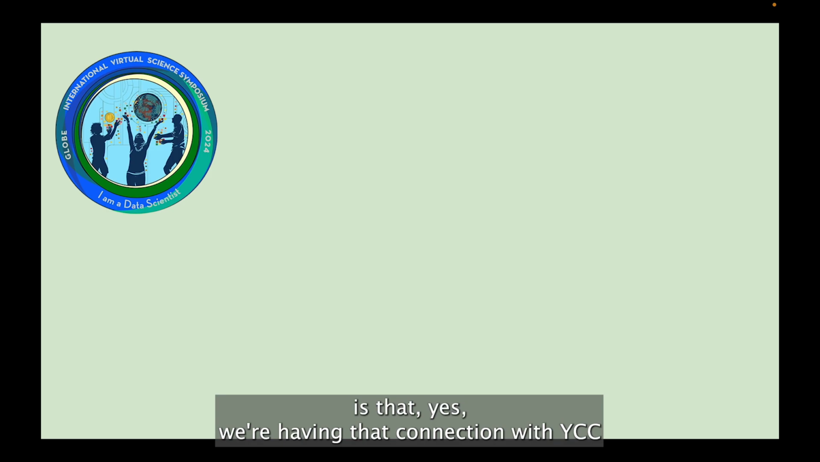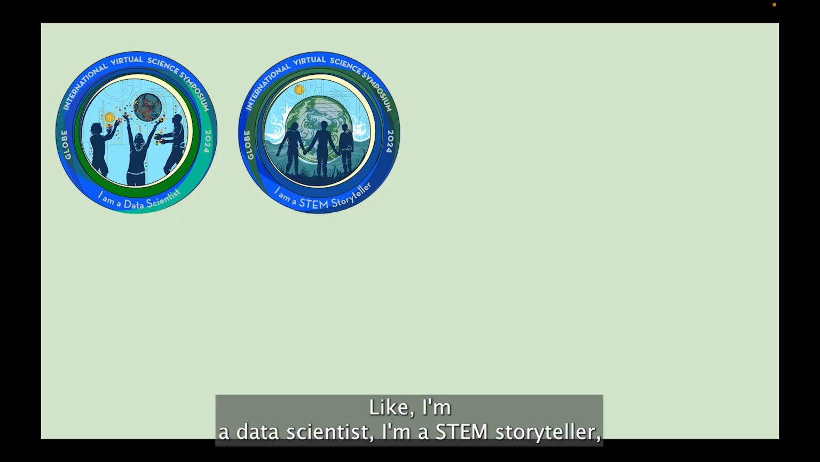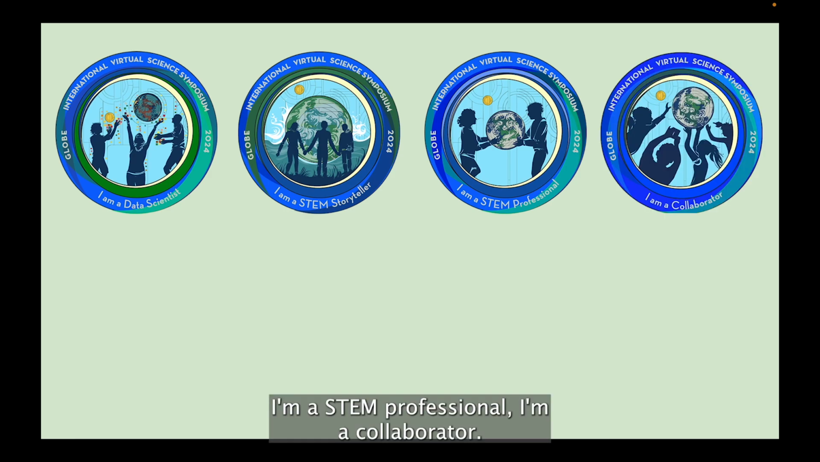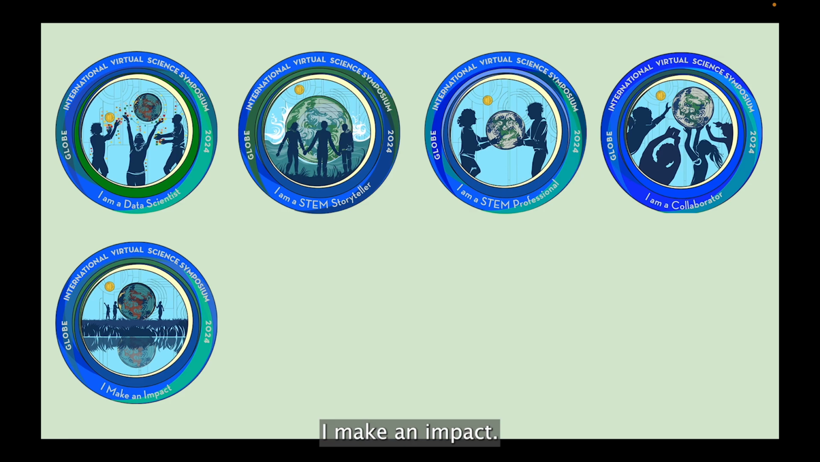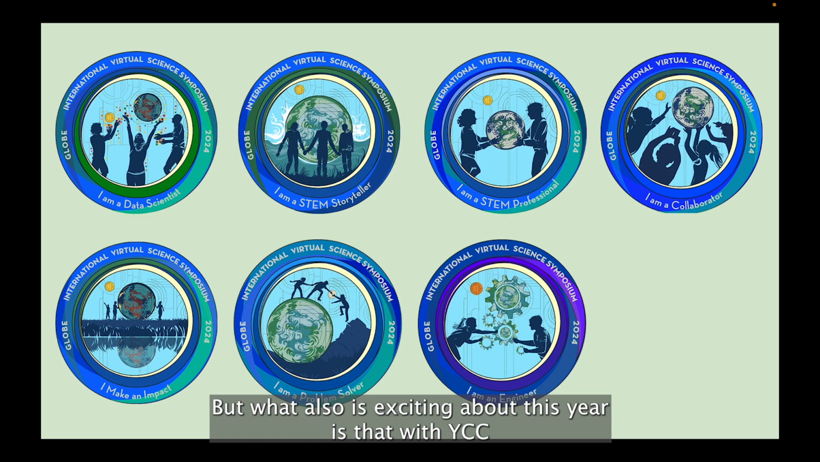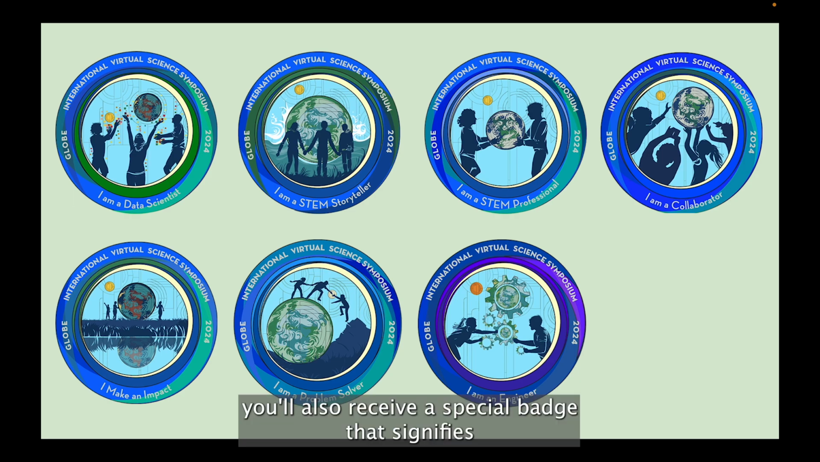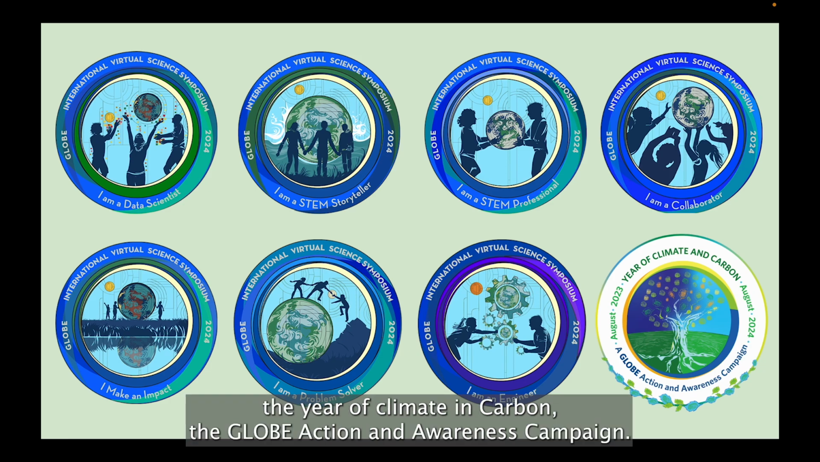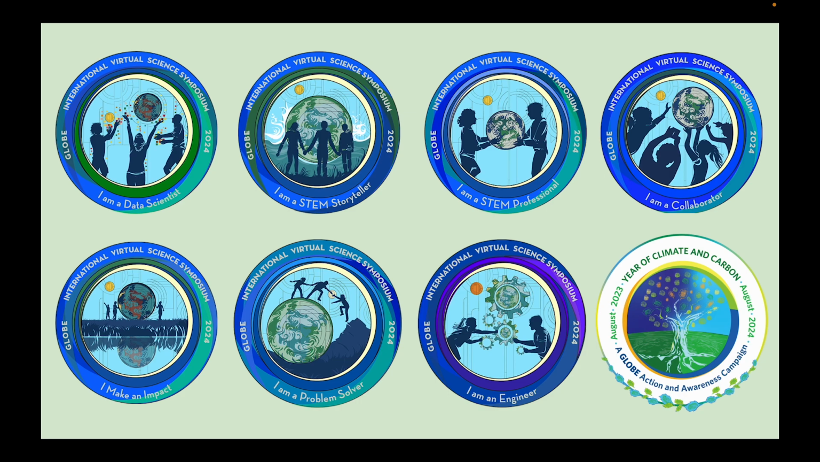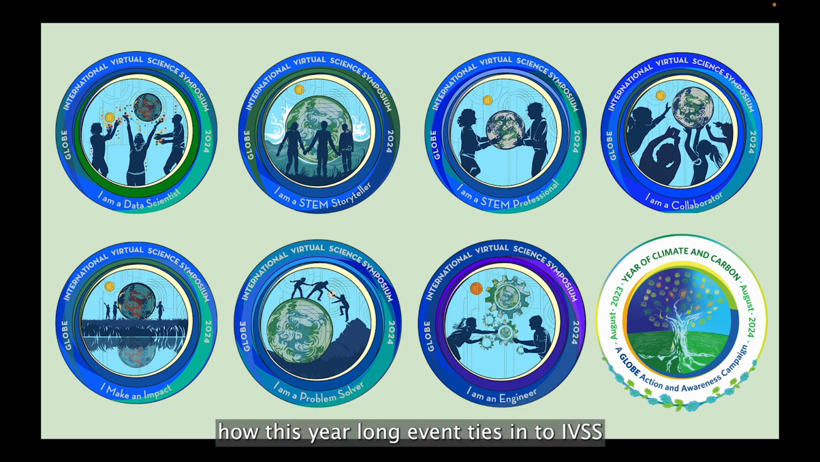So what's really exciting about this year's IVSS is that, yes, we're having that connection with YCC, and there's all these opportunities to get these multiple badges. Like, I am a data scientist, I am a STEM storyteller, I'm a STEM professional, I'm a collaborator, I make an impact, I am a problem solver, and I am an engineer. But what also is exciting about this year is that with YCC and connecting your project to climate and carbon, you'll also receive a special badge that signifies the Year of Climate and Carbon, the Globe Action and Awareness campaign. So I just wanted to give you all a little bit of context before we dive in as to why I'm here talking with you all today and how this year-long event ties into IVSS.